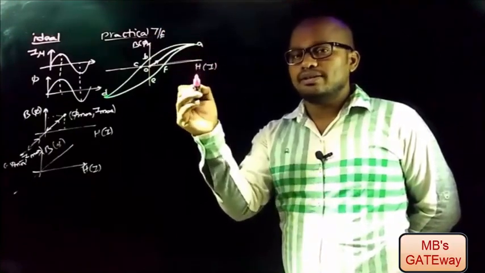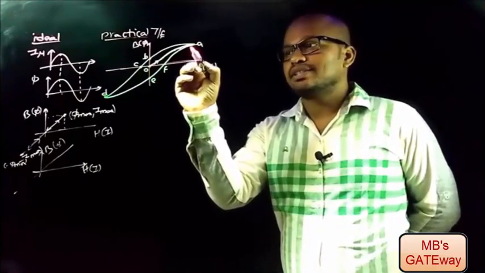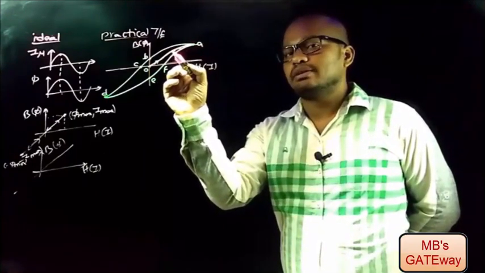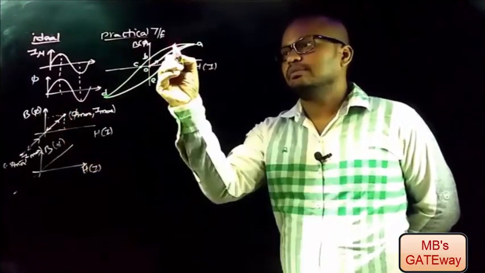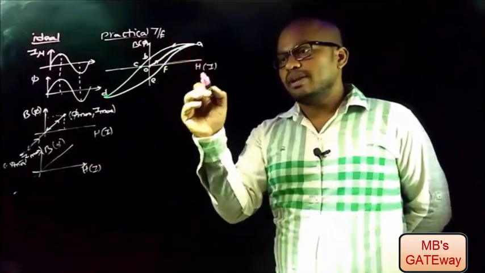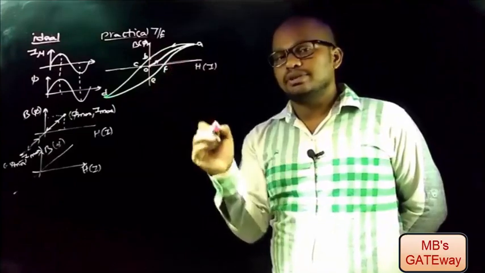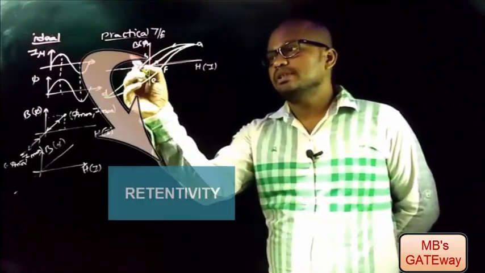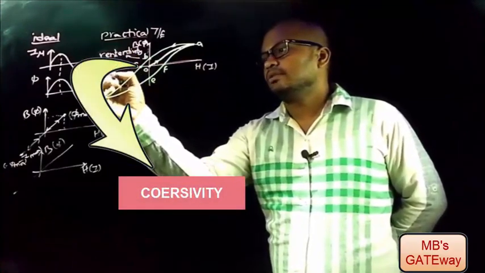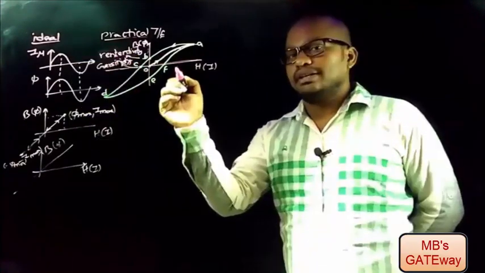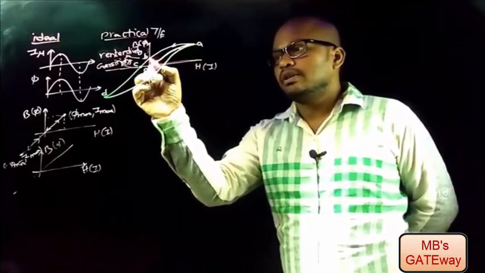And now if you demagnetize the core, that is, if you decrease the magnetizing current, the path of the curve will not be the previous path, as happened in the ideal case. It will be like this. And now when the magnetizing current is 0, the path of the curve will be at B, and this point B represents the retentivity, and point C represents the coercivity. Retentivity represents the ability of a magnetic material to store the residual flux.